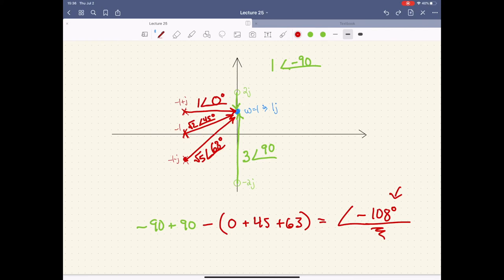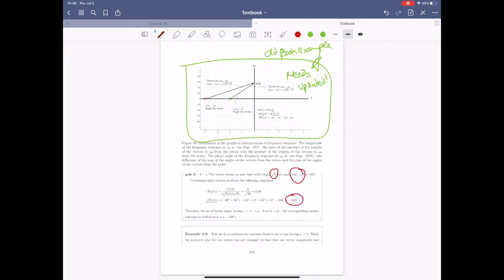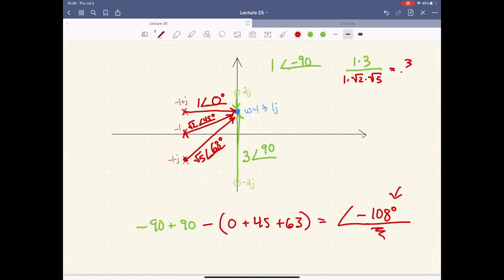So that's our angle. Let's look at the magnitude then. We just take 1 and 3, so 1 times 3 over the product of these. So we have 1 times square root of 2 times square root of 5. And this gives us, I should hope, our final answer, 3 over the square root of 10. You can leave it like this. You don't need to use a calculator to simplify it. This is perfectly fine for the magnitude.